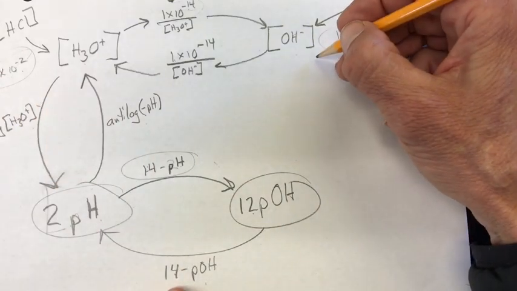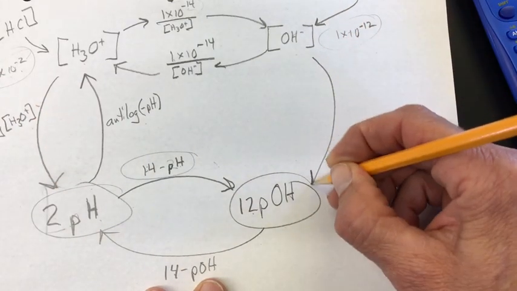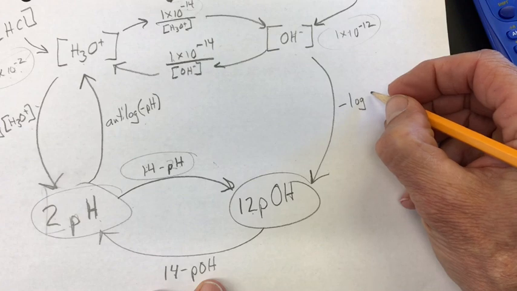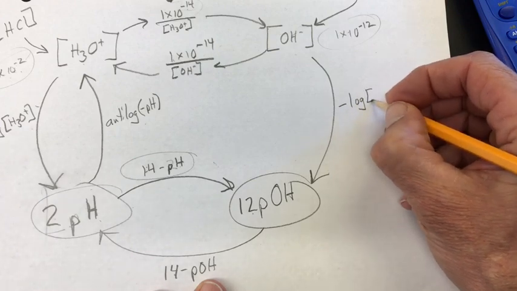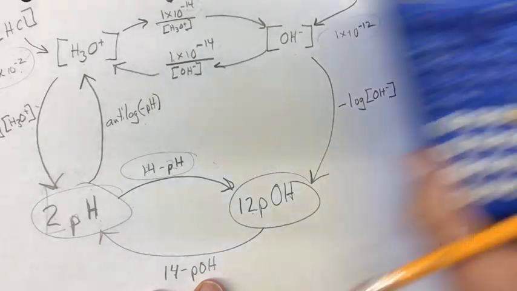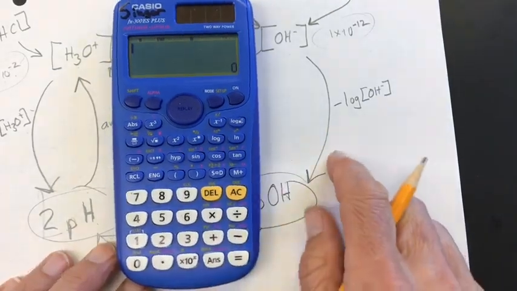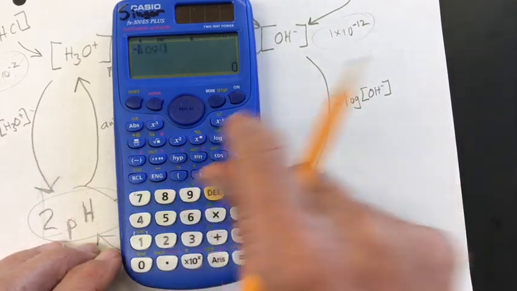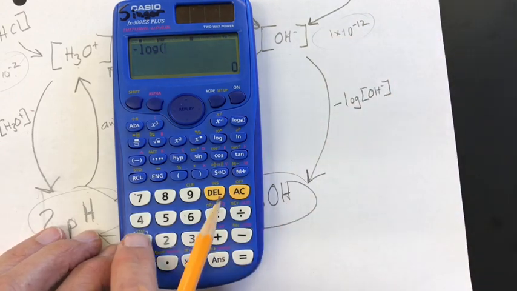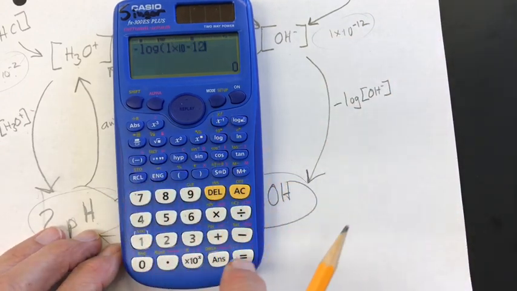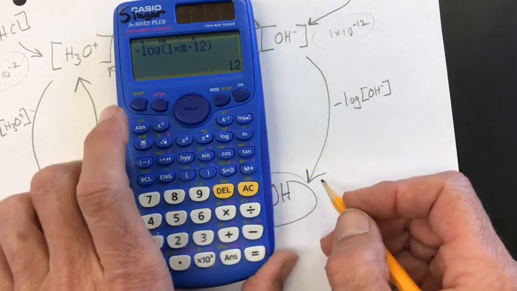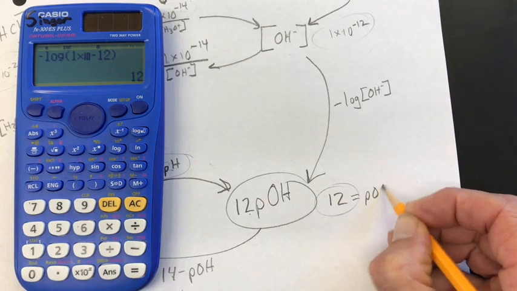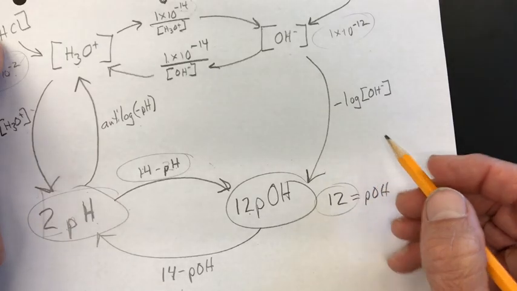Well, how could I go from here straight to here? Well, I would do the same thing like over here. I would go negative log of the concentration of the hydroxide ion. Let's just do that for fun on the calculator. So I'm going to put a negative in front, negative log the concentration 1 exponent to the negative 12, and what do we get? Oh, look at that, a 12. That's the pOH of this hydrochloric acid that came into here.